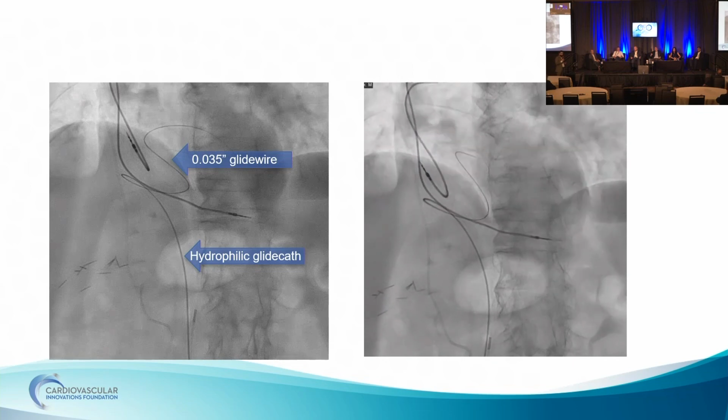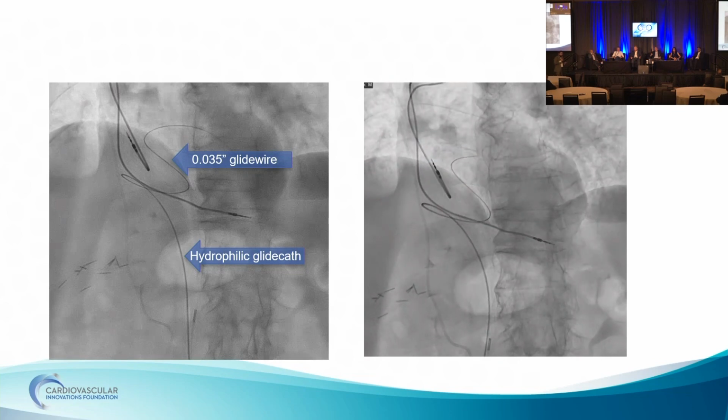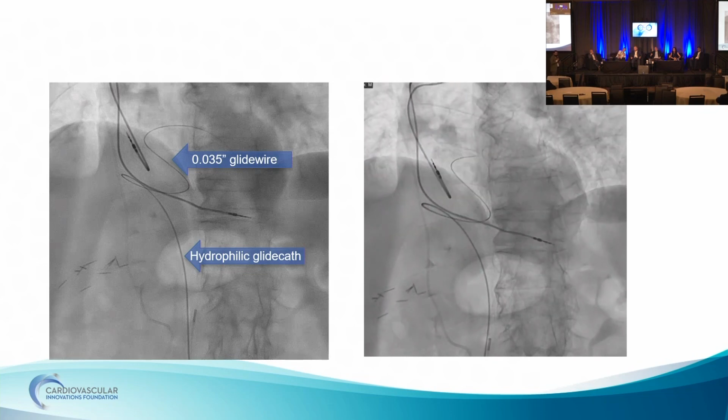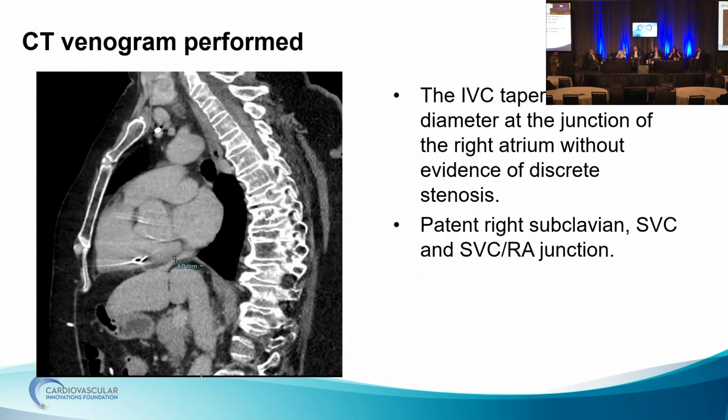This is what I was able to get through. This was a glide wire with a glide cath. The glide cath could not pass through that junction there and could not get further into the right atrium. And hopefully, I think I'm transseptal there, but I'm not exactly sure. So this is where I am stuck here. So what would you guys do here?